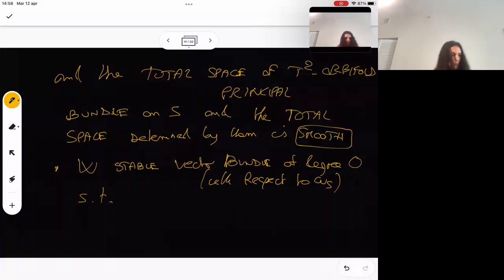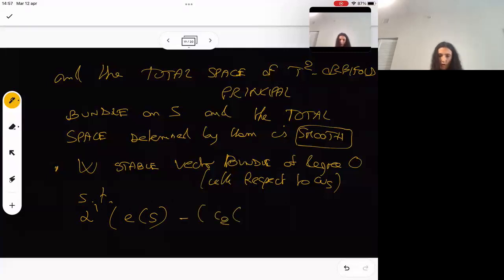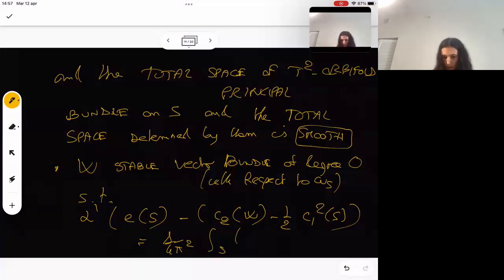Such that, and now is exactly the equation that is similar to the Fu-Yau equation, but we make explicit the Euler number. So it's alpha prime times the orbifold Euler number of S minus the second term, the class number C2 of W minus 1/2 C1 squared of S, equal to 1 over 4 pi squared times the integral over S of the sum of the norms: the norm of omega 1 squared with respect to omega S plus the norm of omega 2 squared with respect to omega S, and then the volume omega S squared over 2.